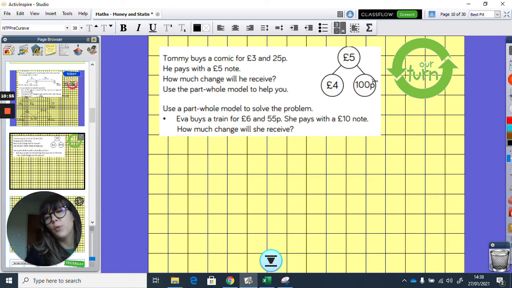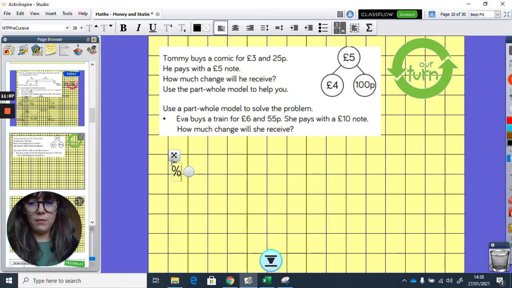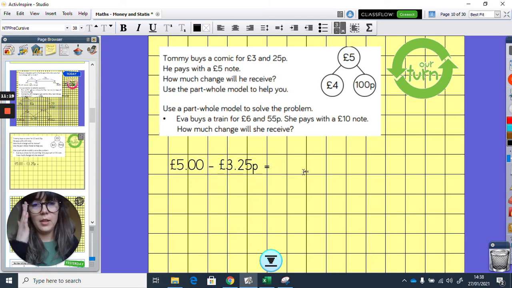Okay, so first of all, we need to work out what question we're doing. So Tommy buys a comic for £3.25. He has £5 and he wants to know how much change he's going to get. So we need to do £5 take away £3.25, and then we're going to put equals. Okay, so that's the question we're doing.